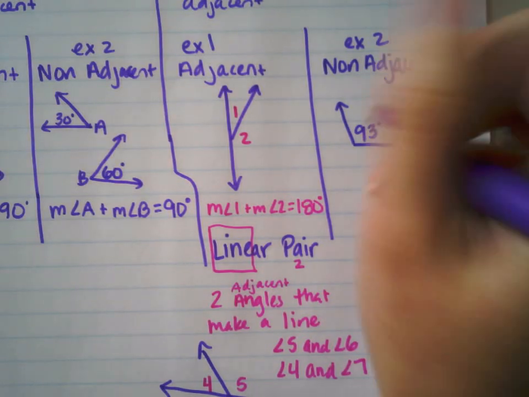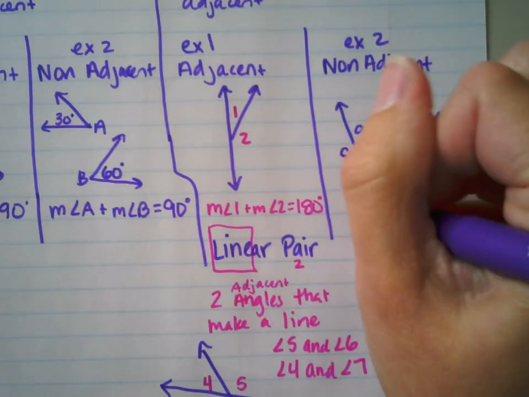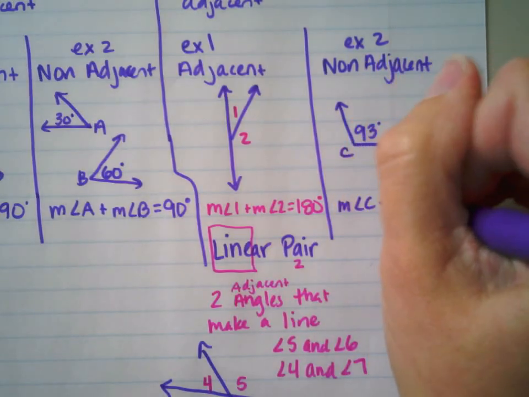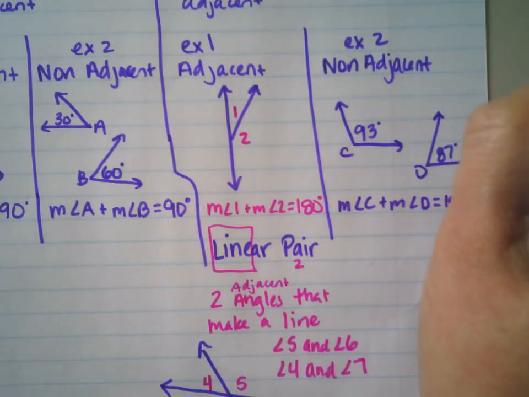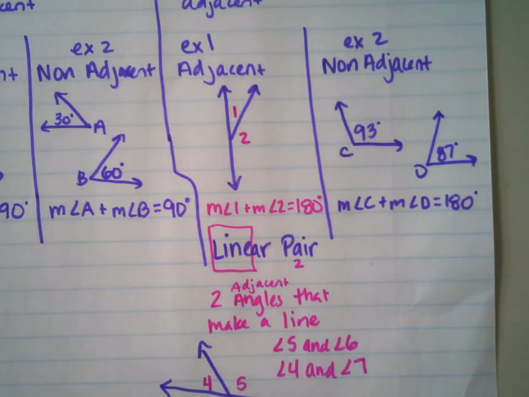Right, whatever you labeled your picture, if you labeled them C or D or whatever you labeled them, make sure you write a statement at the bottom for those angle measurements. Okay?